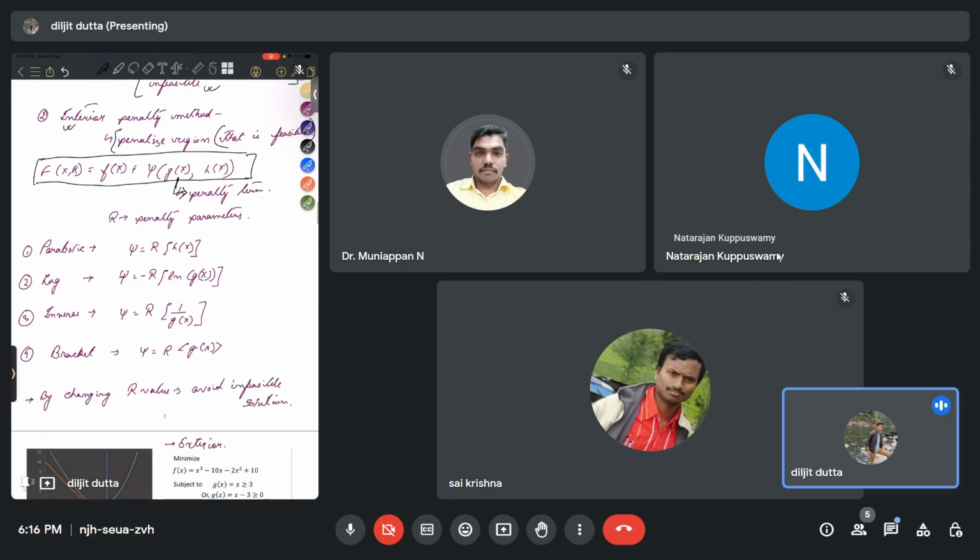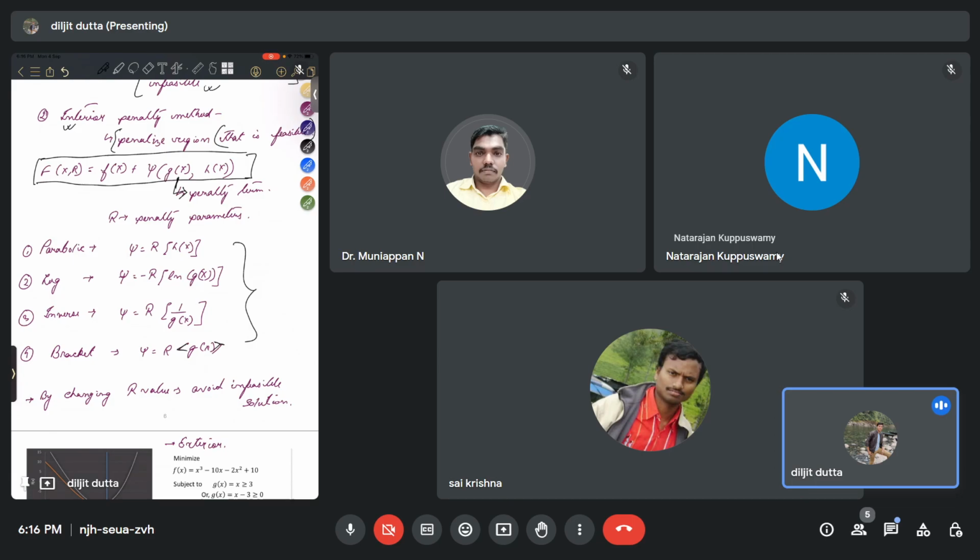So we can have different types of penalty parameters. Phi may be r into h of x, or phi may be r into log of h of x, phi may be the inverse function as r into 1 by g of x, or r into the bracket function of g of x. So we can have all these four functions, and these are all transformation functions.